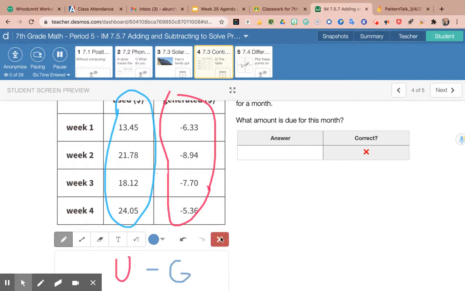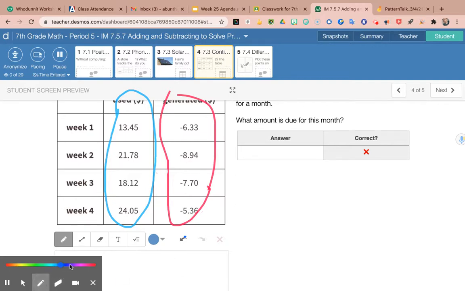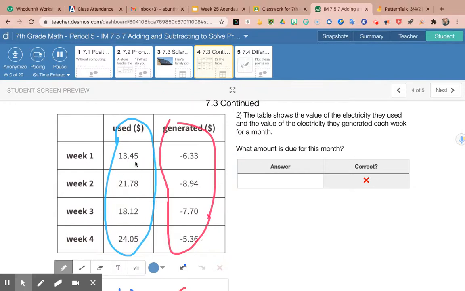I don't know why those colors flipped. Let's use the correct colors real quick. So used minus whatever you get when you add these all together. All right, so add them up and then subtract the generated. You're going to put your answer here. We know it's going to be positive because they used more than they generated. All these numbers are bigger than these, so your answer is definitely going to be positive.